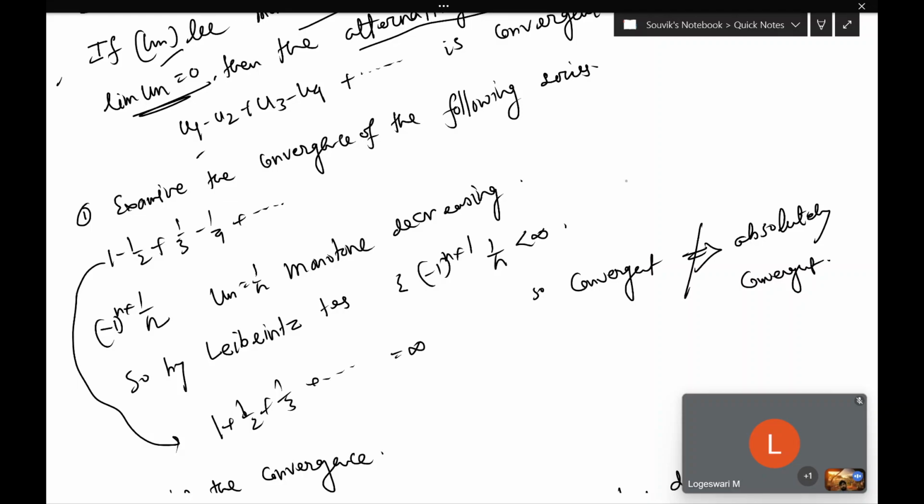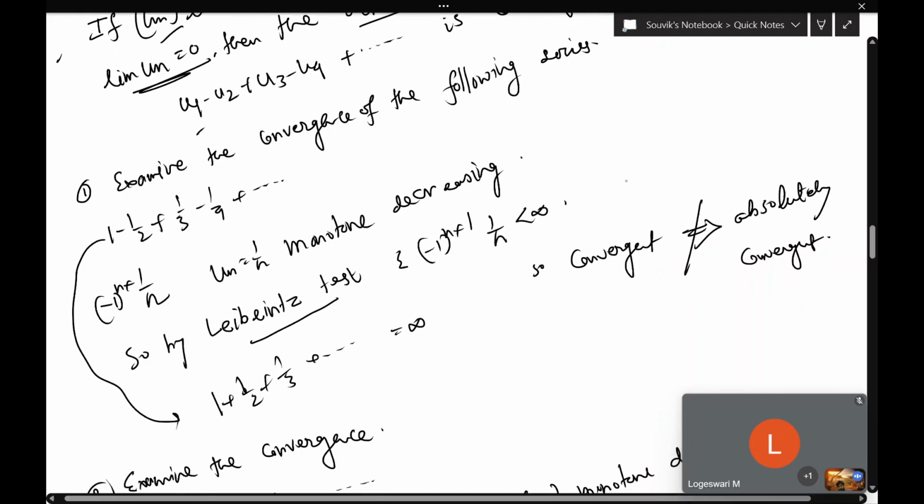So this is (-1)^(n+1) times 1/n. Here u_n = 1/n is monotone decreasing. So by the Leibniz test, the summation of (-1)^(n+1)/n is finite. Finally, this series is convergent.